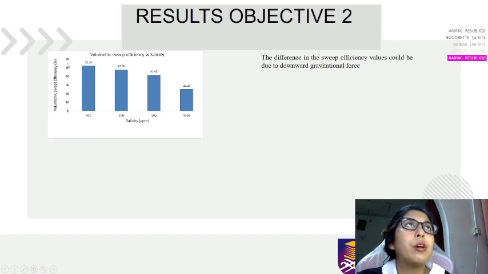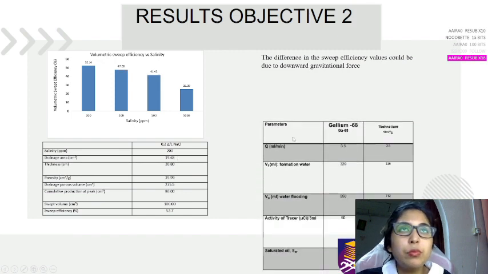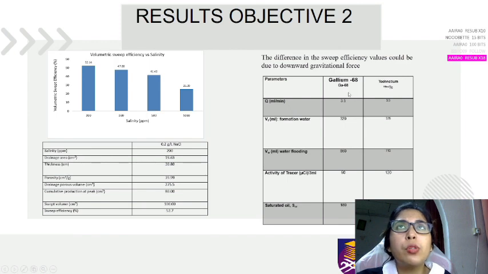From the sweep efficiency versus salinity, you can see the difference in sweep efficiency value could be due to the downward gravitational force. We can see that from the 200 parts per million salinity drainage. Even though you are using the gallium 68 at a 3.5 flow rate, you can see the theoretical oil of the technetium over here is 198, and the activity ratio is 120 and 90.